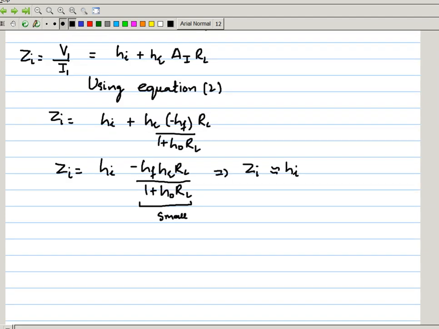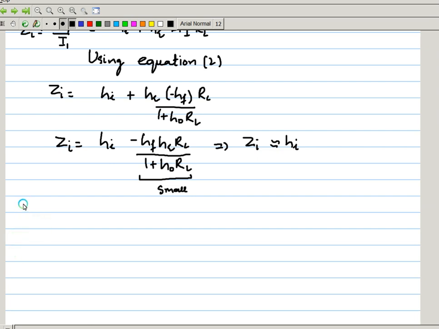Now the third parameter to evaluate will be the voltage gain. We found out the current gain, we found out the input impedance. Now it will be the voltage gain given by Av. Av is obviously V2 by V1. We are not taking the source voltage, that is Vs, into account first. We are only finding out the internal voltage gain, that is V2 by V1, the voltage gain of the transistor only.